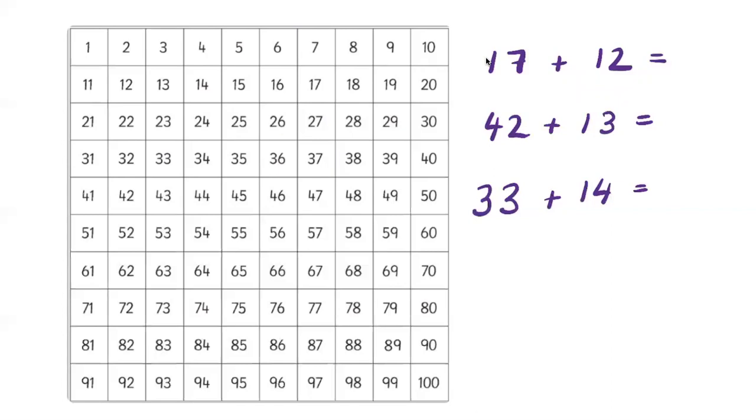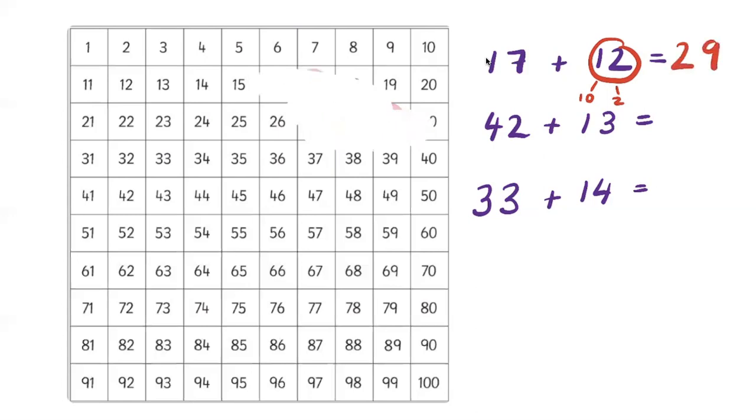Okay, so let's change color so it's nice and clear. We've got our 12. 12 is a 10 and a 2. So we're going to go to 17. That's our first number. We have 1 ten, so we're going to go down by 10. Then we're going to go across by 2. 1, 2, and we get to here. So the answer here is 29.